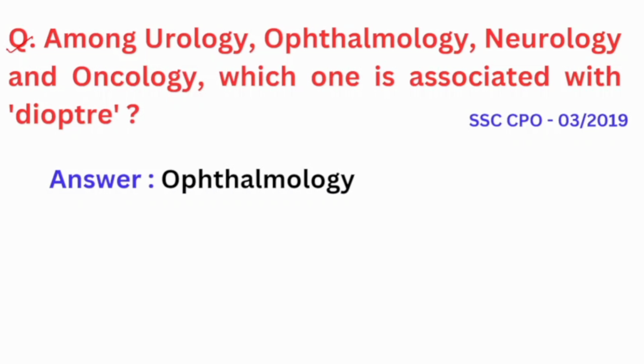Next is among urology, ophthalmology, neurology and oncology, which one is associated with diopter? So here diopter is connected with ophthalmology. Ophthalmology is a branch of medicine which deals with diagnosis of eye disorders. Okay, let's move on to next.